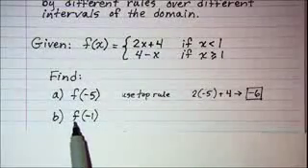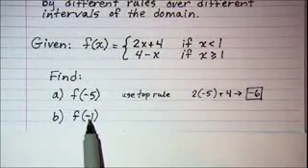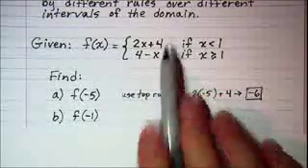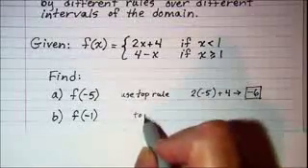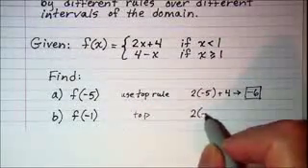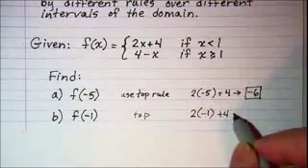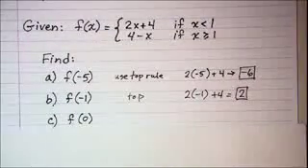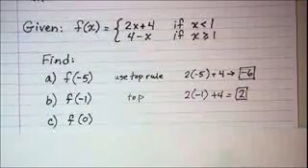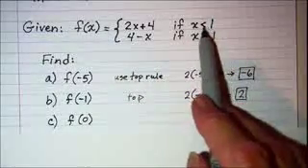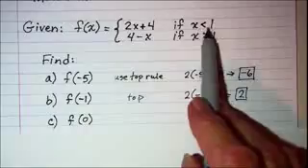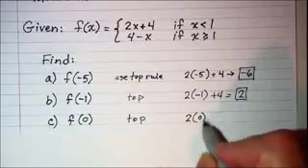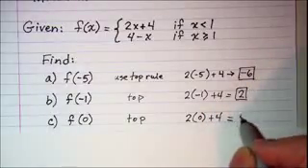In this one, we're asked to evaluate f of negative 1. So x is negative 1. And again, that's still the top rule. So top. And we have 2 times negative 1 plus 4, which is 2. Our next one is f of 0. 0 is still less than 1, so we're using the top rule. So 2 times 0 plus 4 gives me 4.